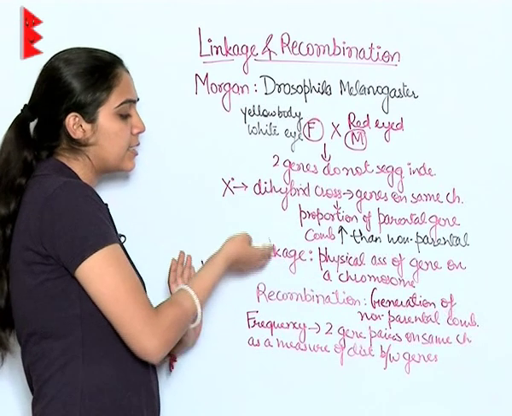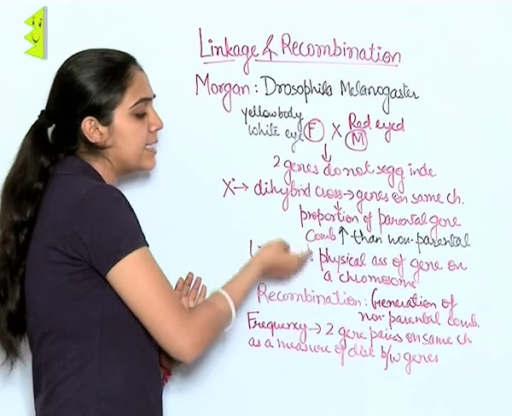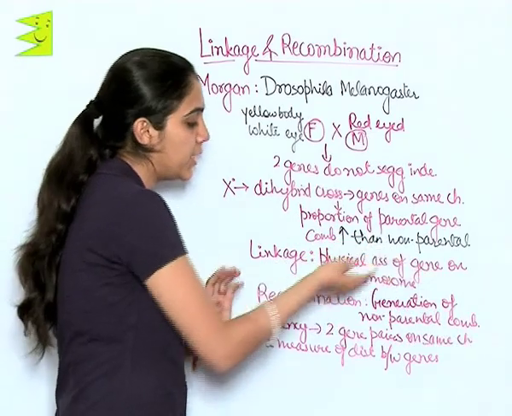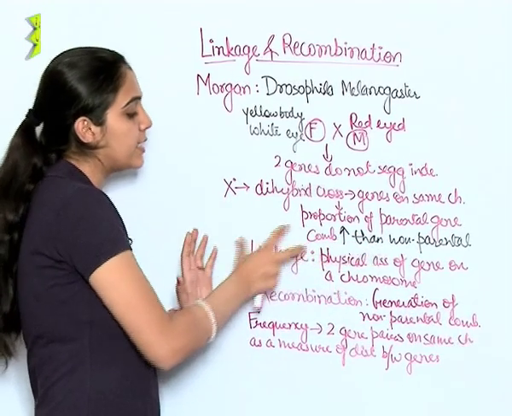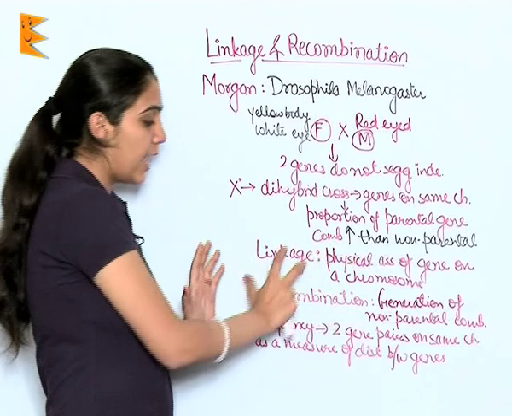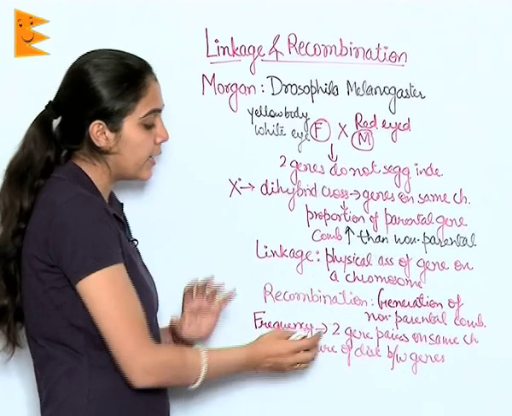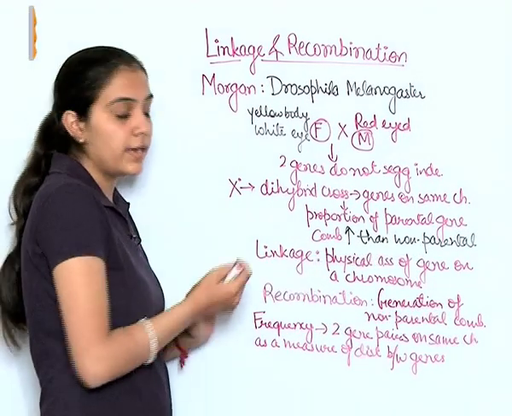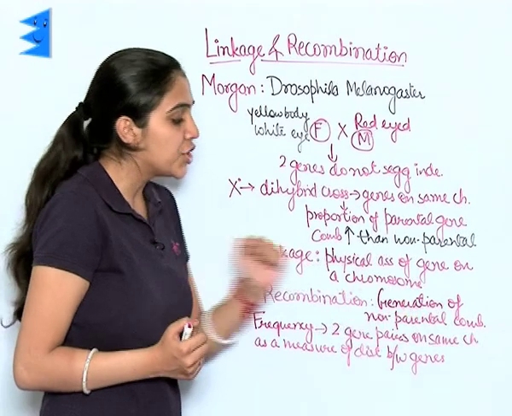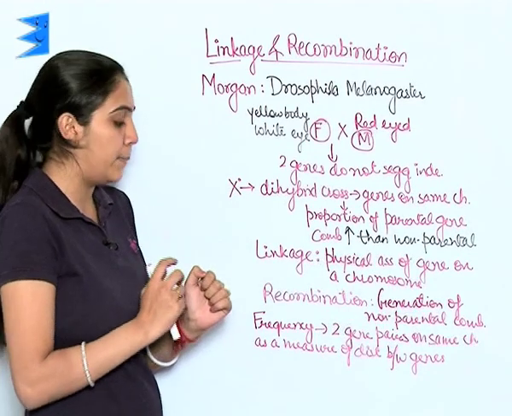So, thus he gave us this term linkage. He gave us this term as he saw the physical association of genes on a chromosome. And on the other hand, he also gave us another term, recombination, that is, the generation of non-parental combinations.